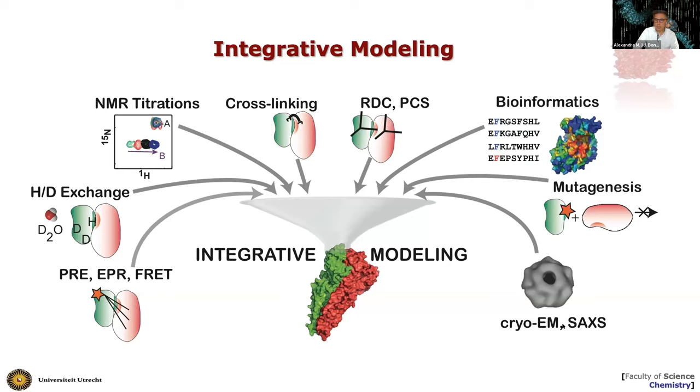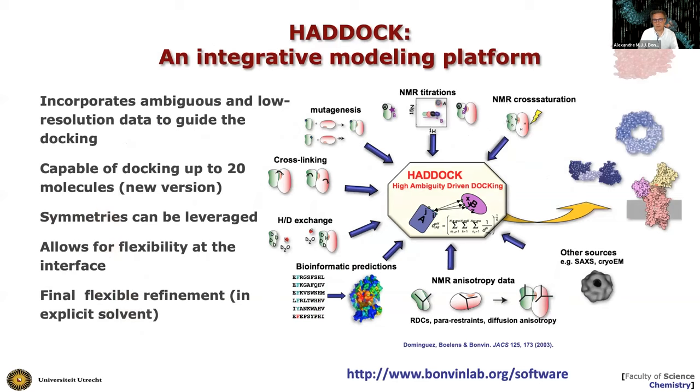lower resolution shape information when cryo-EM does not reach a high resolution, which still happens, small angle scattering, and bioinformatics, also very important with the explosion in sequence. This is also providing you information. So the idea is to combine this information together with docking or other modeling techniques to generate complexes.